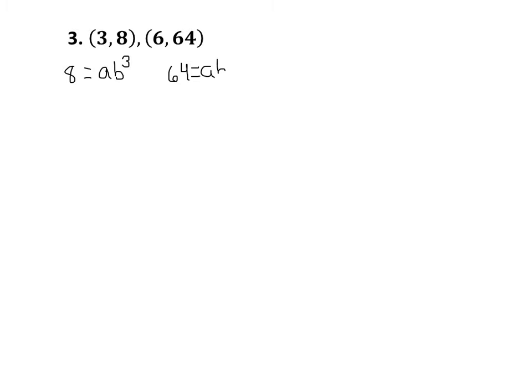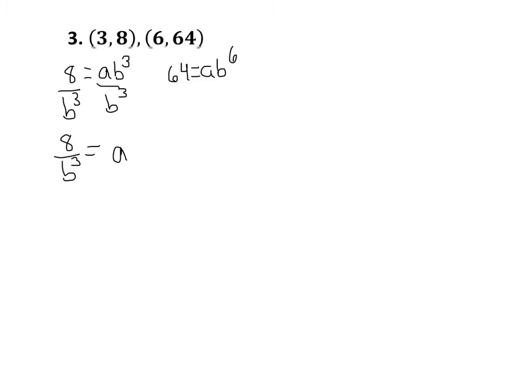Alright, so again, we have an x, we have a y, we have an x, we have a y. So if we set up our equations, 8 equals a b to the third. 64 equals a b to the sixth. Now solve this one for a, so divide by b to the third. A equals 8 over b to the third.